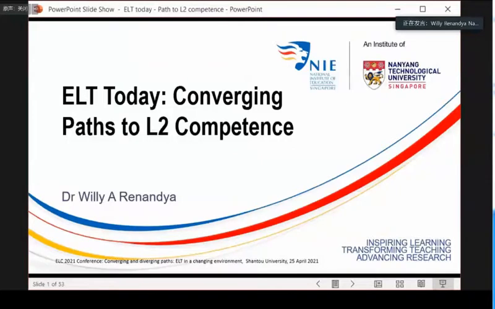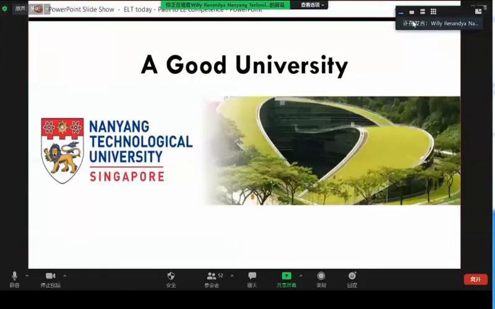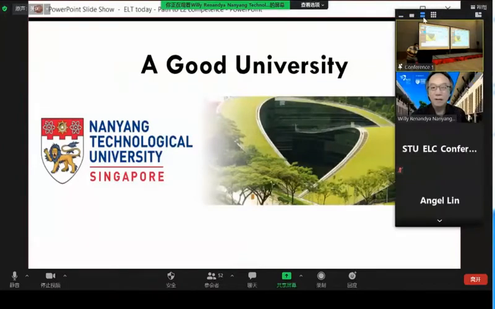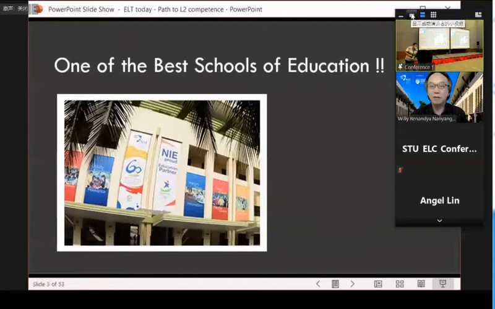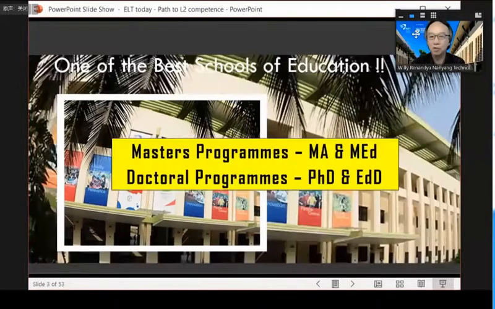Ladies and gentlemen, before I begin, let me introduce my university very briefly. The name of the university is Nanyang Technological University. It's a very good university, and I belong to the School of Education within the university. Locally, it's known as the National Institute of Education. The reason I mention this is because I have a lot of students from China doing their master's and their doctoral programs in applied linguistics, in language education and related areas.